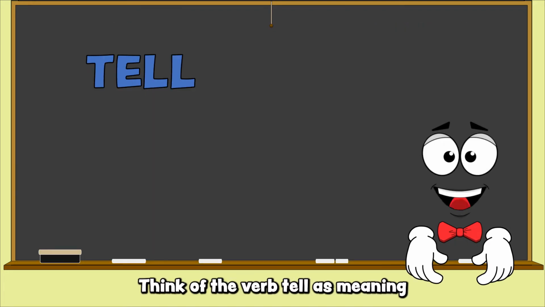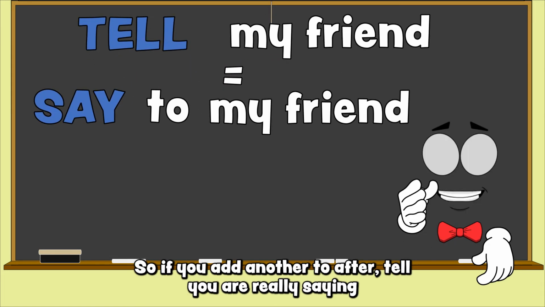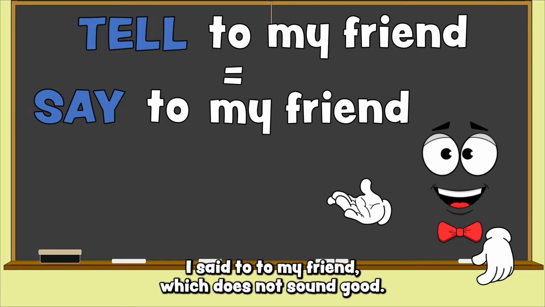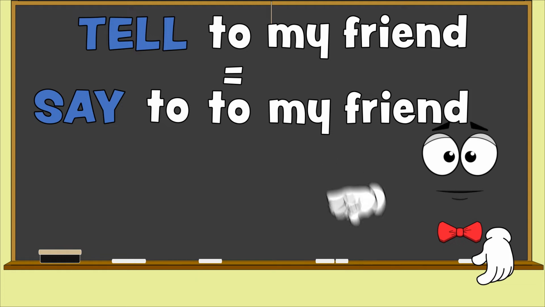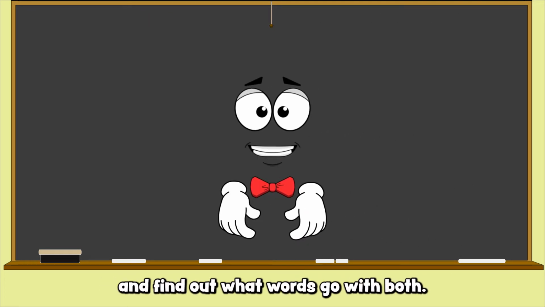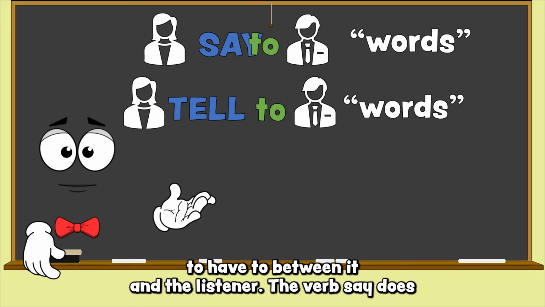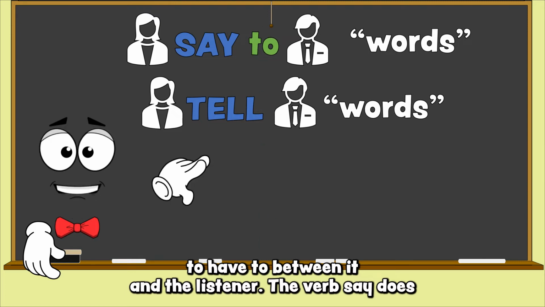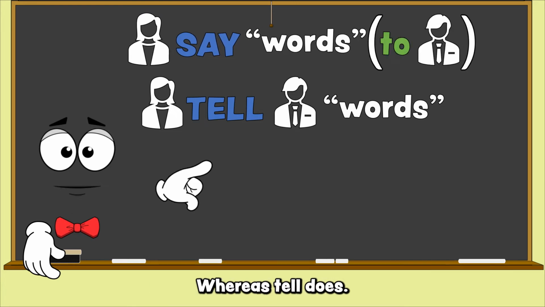Think of the verb tell as meaning say to. So if you add another to after tell, you are really saying, "I said to my friend," which does not sound good. We can now put say and tell in a sentence and find out what words go with both. Say needs to have to between it and the listener. The verb say does not need to have the listener to make a complete sentence, whereas tell does.